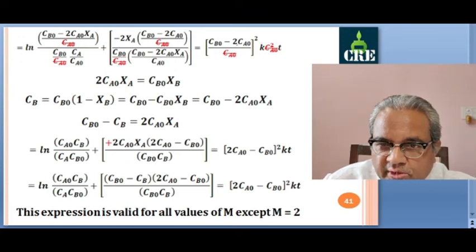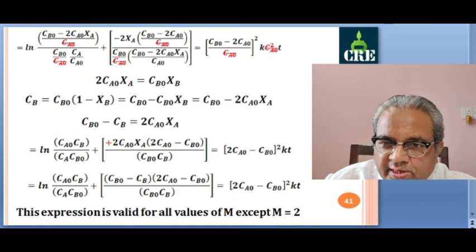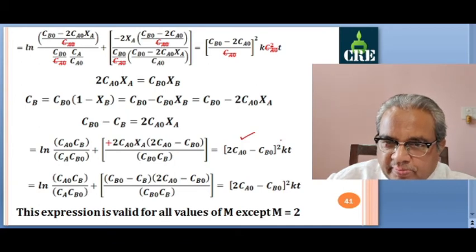This term CB0 minus 2CA0, I can write as 2CA0 minus CB0 because we have a square term here. So A minus B whole square is the same as B minus A whole square. So I have written this 2CA0 minus CB0 whole square. Now look at this term. This CA0 cancelled out. CB0XB is 2CA0XA.